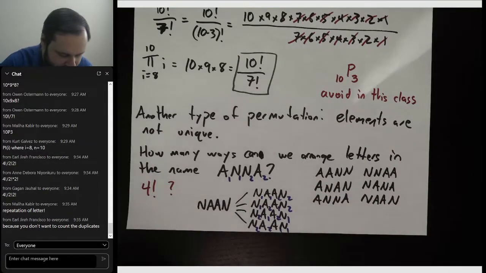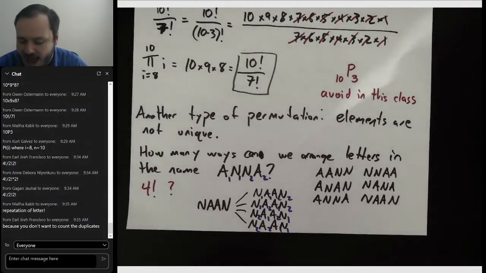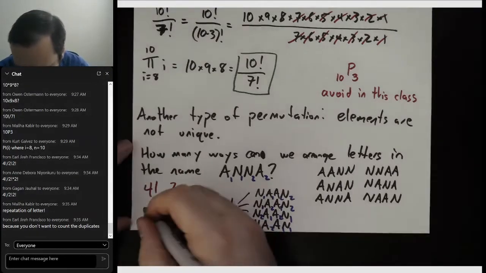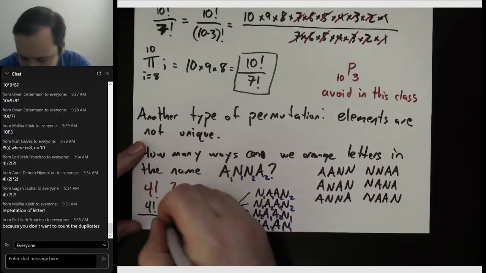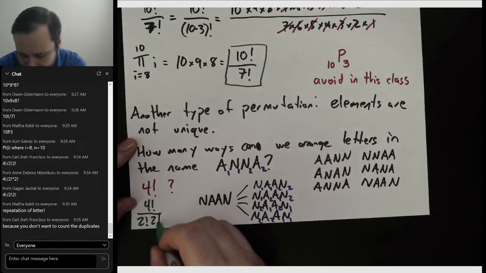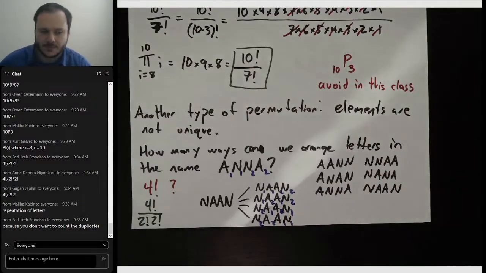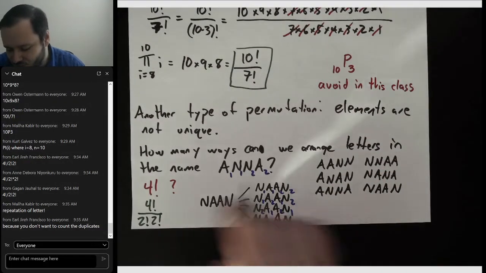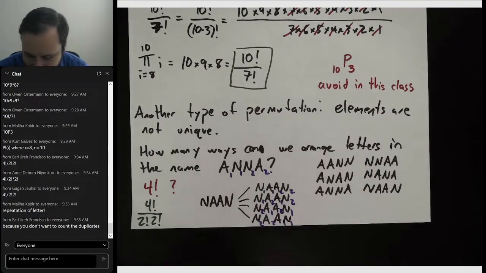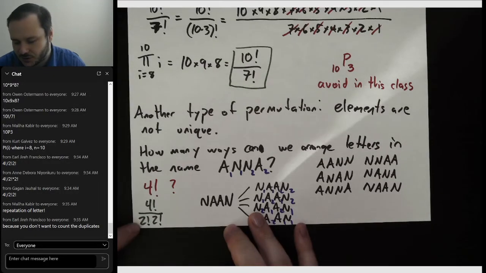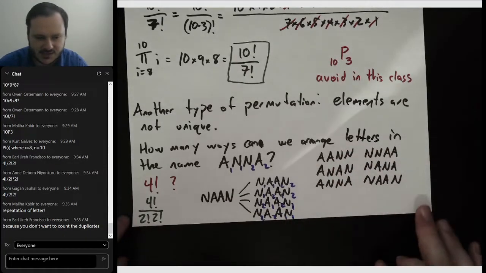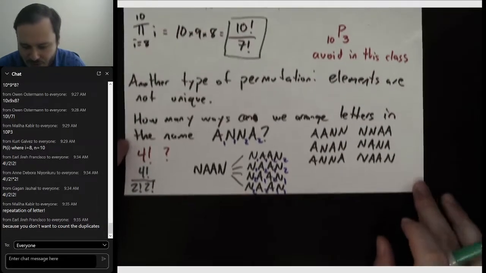As was mentioned in chat, the total number of ways to arrange this is not 4 factorial. It's 4 factorial to arrange all the letters, divided by 2 factorial, because there are 2 A's, times 2 factorial, because there are 2 N's. Every time I rearrange the letters, the ordering of the A's doesn't matter, and the ordering of the N's doesn't matter. So this gives me 4 factorial over 4. That's 24 over 4, which is 6. So I found all 6 of my different arrangements.